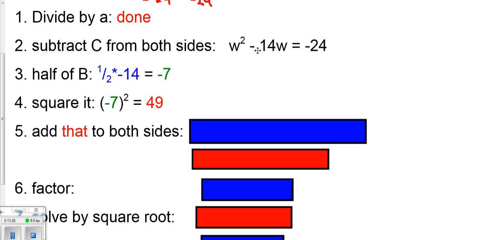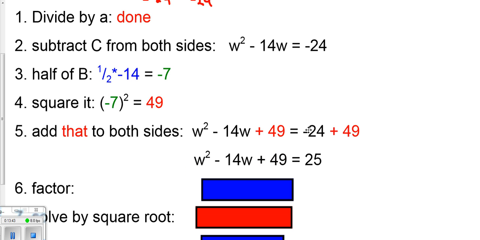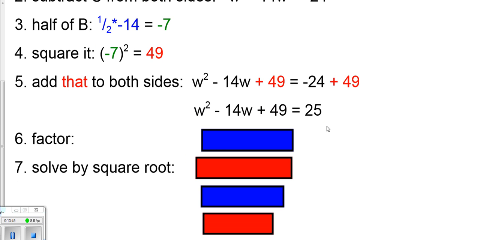So we've got this side and this side. We're adding 49 to both of them. W squared minus 14w plus 49, this is one side, equals negative 24 plus 49. This is the other side. We can simplify that. Negative 24 plus 49 is 25. So here is our simplified equation at this point.